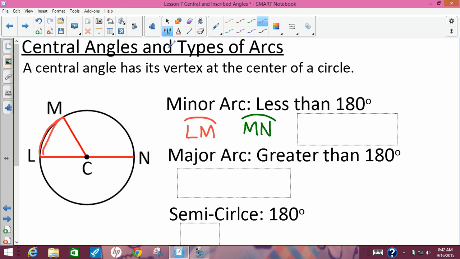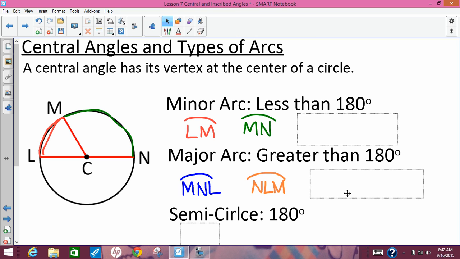Arc MN is also less than 180, so it's a minor arc. And it's this arc. It starts at M and ends at N. A major arc is bigger than 180, and we're going to use 3 points to name these types of arcs.